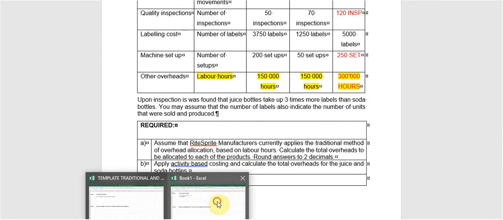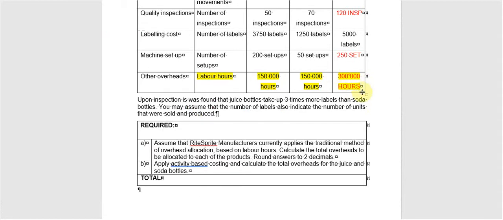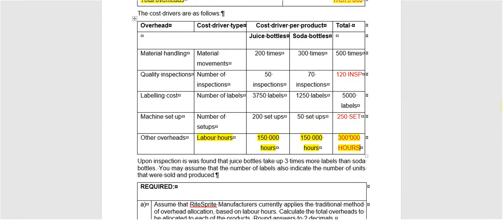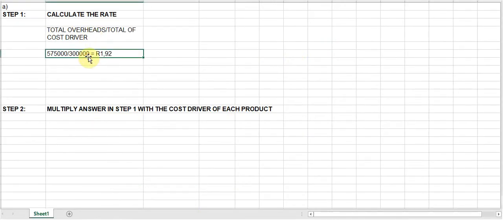So I am going to divide 575,000 by the 300,000 hours, and I get to a rate of 1 rand and rounded to 2 decimals, 92 cents. So just to check again, there's the 300,000 labor hours and there's the 575,000. So the rate is 1 rand 92 cents rounded to 2 decimals.